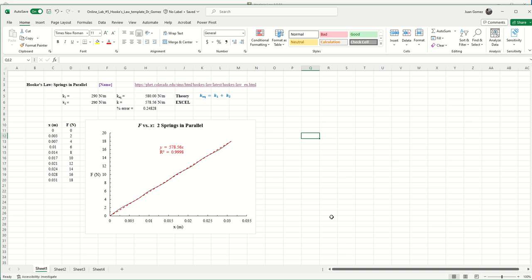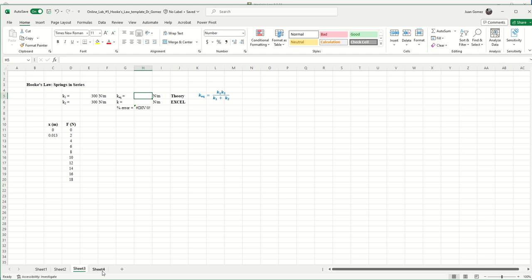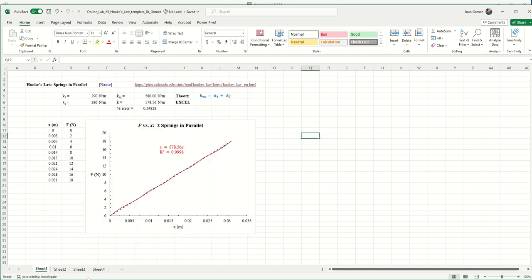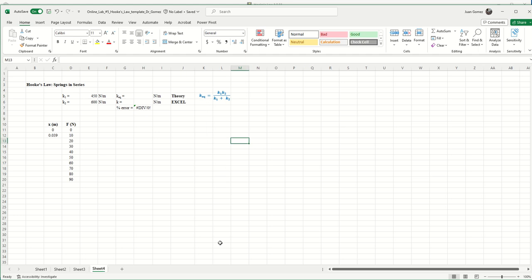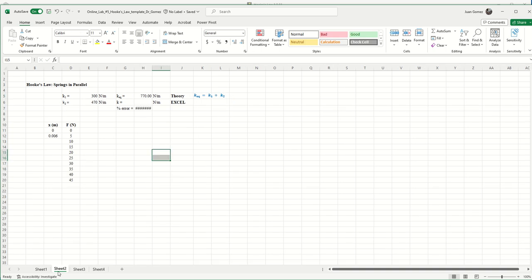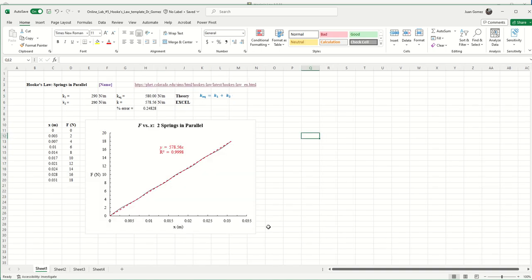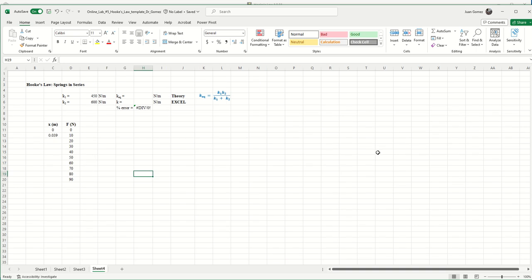So let me go ahead and save this video and get it posted. Really, you're doing the same thing 4 times. The only difference is that in sheets 1 and 2, the springs are in parallel, and in 3 and 4, the springs are in series. And remember, for sheet 4, I want you to use relatively larger values of K compared to the first 3 sheets. So there.